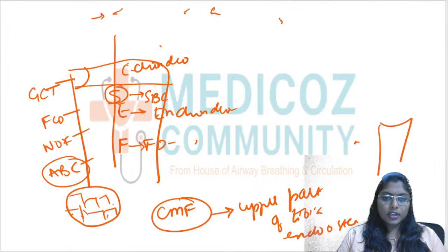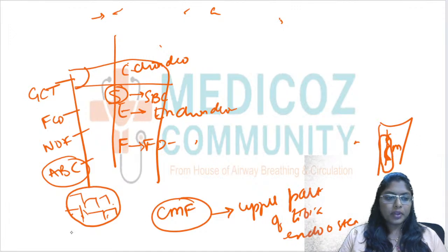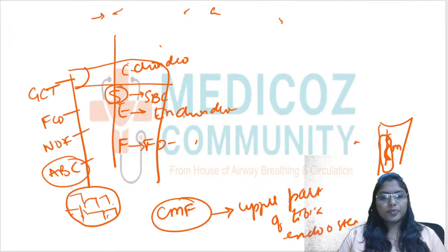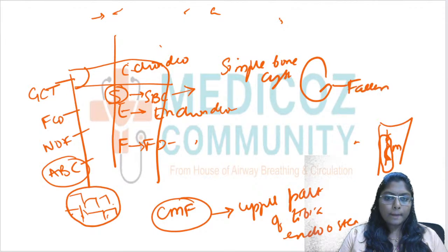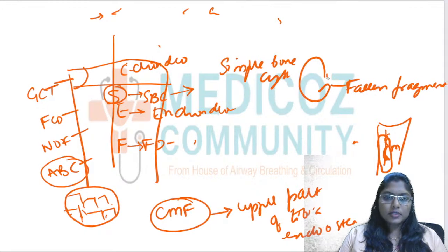What is endosteal scalloping? This is the cortex and this is the medulla. This is endosteal scalloping. This is how the lesion will appear and we'll see in the images also. The most important part about a simple bone cyst is there will be a fallen fragment sign. Actually this part has fallen from there to here after minimal trivial trauma. The patient will be presenting with a pathological fracture.